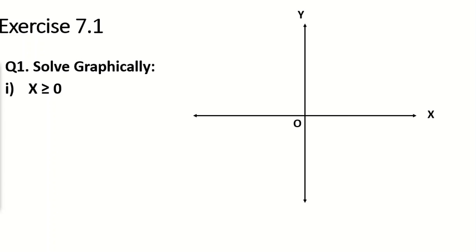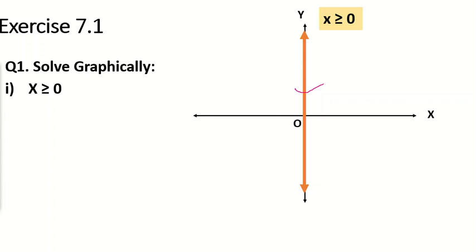Let us solve the first problem: solve graphically x greater than or equal to 0. What are the steps? Draw the XOY plane. Second step, draw the line x equal to 0. So this is the line x equal to 0. After drawing the line, I have to decide which points to take into consideration.